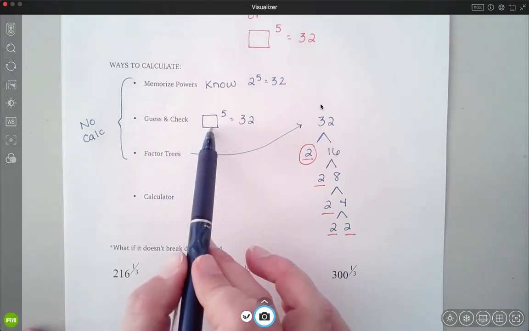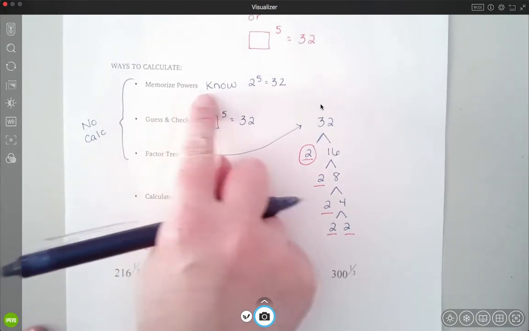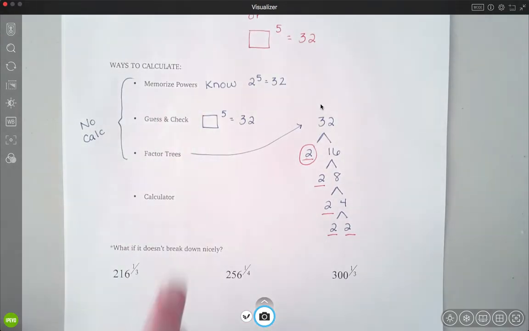Guess and check is sometimes a little harder without a calculator, but I'm really hoping that you are able to memorize quite a few of these. Okay, not all of them. You know, and the ones that you can't memorize, you can always do this method for.